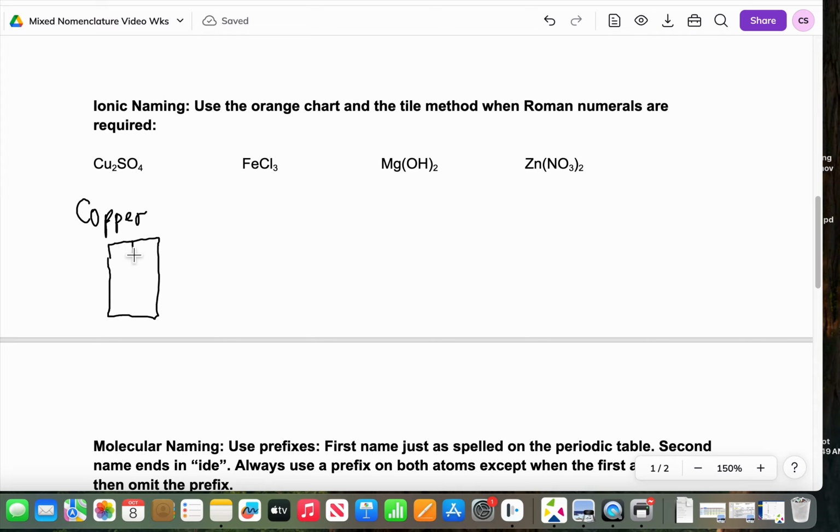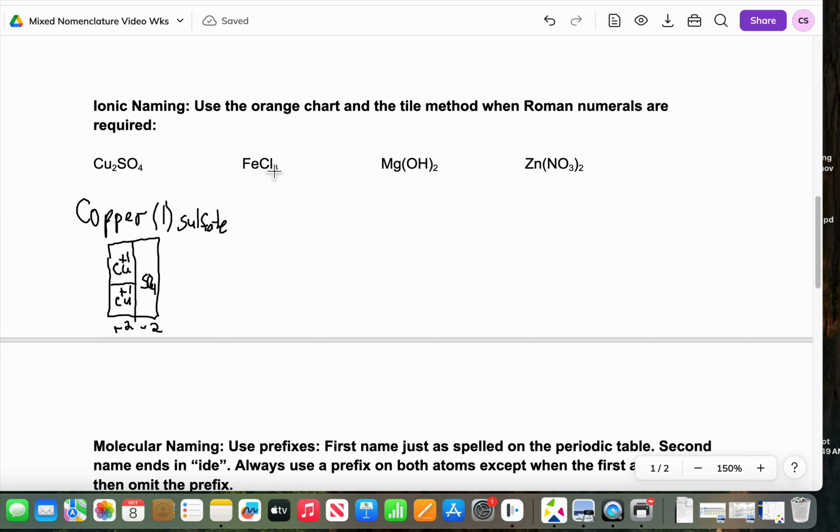So you draw a rectangle, you cut it in half, and then you say, okay, I need 2 coppers. There's 2 coppers in the formula, so I go copper, copper, and then there's only 1 sulfate over here. Now, you know that sulfate, if you look it up on the ion chart, is -2. There's 2 coppers, so this copper plus this copper has to equal +2 total. That means each copper has to be +1. So the formula for this one is copper, Roman numeral 1, sulfate.